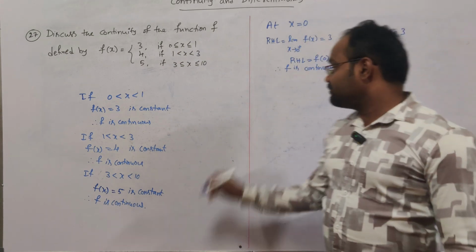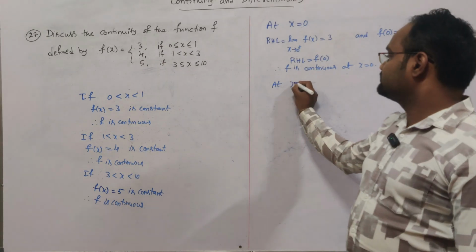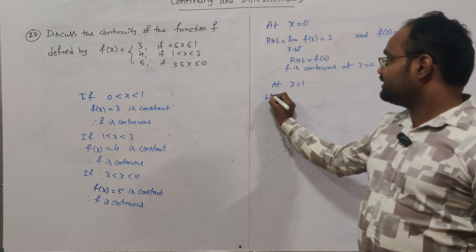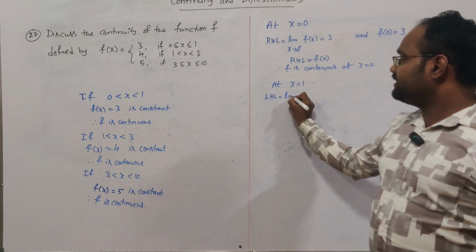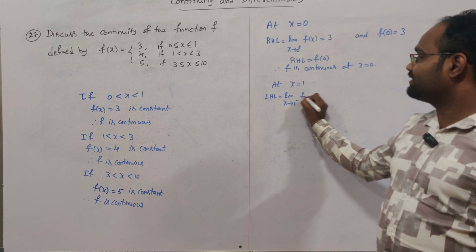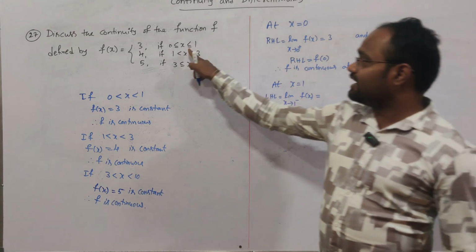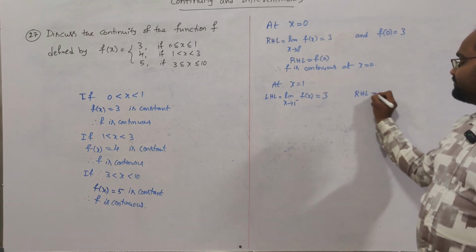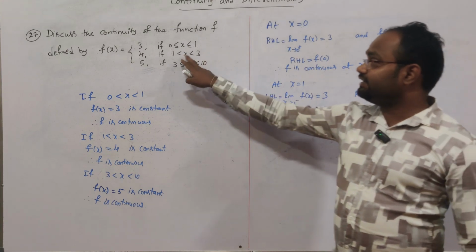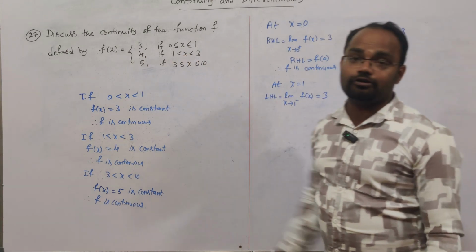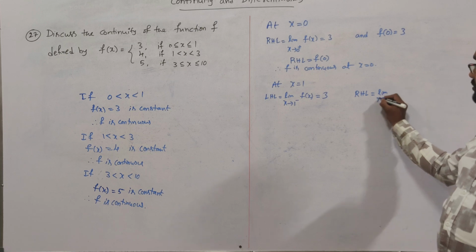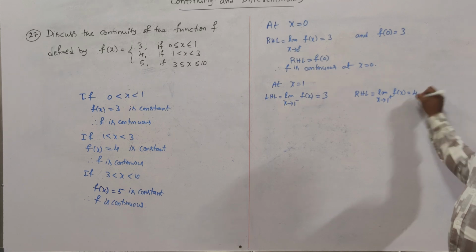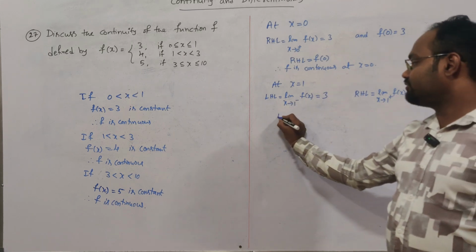Now let us check at x is equal to 1. At x is equal to 1, it is the point of separation. We have to find both. LHL ಏನಾಗುತ್ತೆ, limit as x tends to 1 minus f of x, slightly less than 1 function is 3. ಅದೇ ತರ RHL ಏನಾಗುತ್ತೆ, RHL is slightly greater than 1, x is greater than 1 ಗೆ 4 ಬರುತ್ತೆ. So RHL is limit x tends to 1 plus f of x, it is 4 ಬರುತ್ತೆ. They are not equal. LHL not equal to RHL.